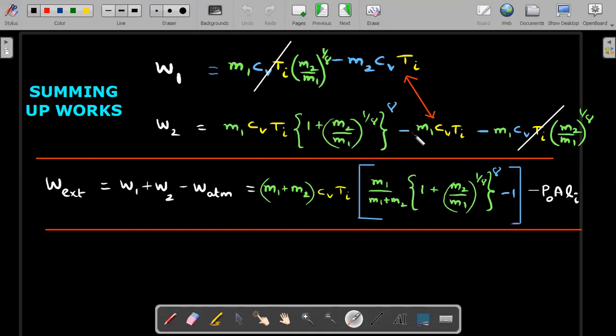To get the form of the thing in the textbook, I'll take M1 plus M2 common. So this entire thing, if I take common outside, M1 plus M2 into CV into Ti, then this one will have a fraction here. Can you see? Divided by M1 plus M2, and this entire thing power gamma minus 1 because this is negative.